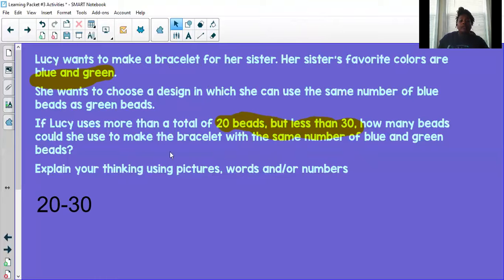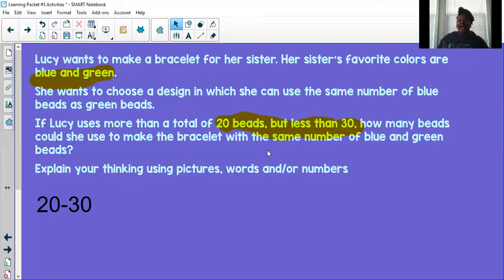Now, we're looking for the same number of beads. She only wants to use more than 20 beads and less than 30 beads. So that's all she wants to use altogether. So we're gonna try to figure out the number of blue and green beads that she needs so that they can be equal. So the numbers that we're gonna be looking for are even numbers.